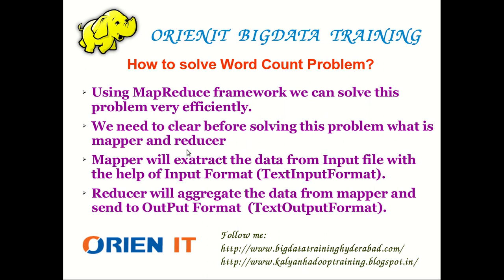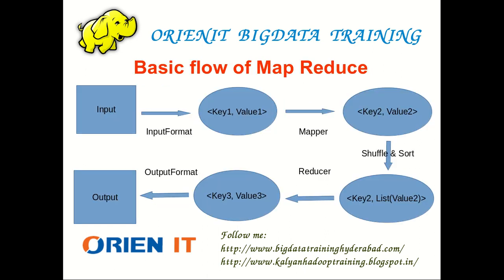Make sure you understand the basics about the mapper and reducer. The mapper will extract the data from an input file and do some kind of processing. The reducer will aggregate the data from the mapper and send it to the output format. This is the general view of this problem if you want to solve it. So let's go one more level down.